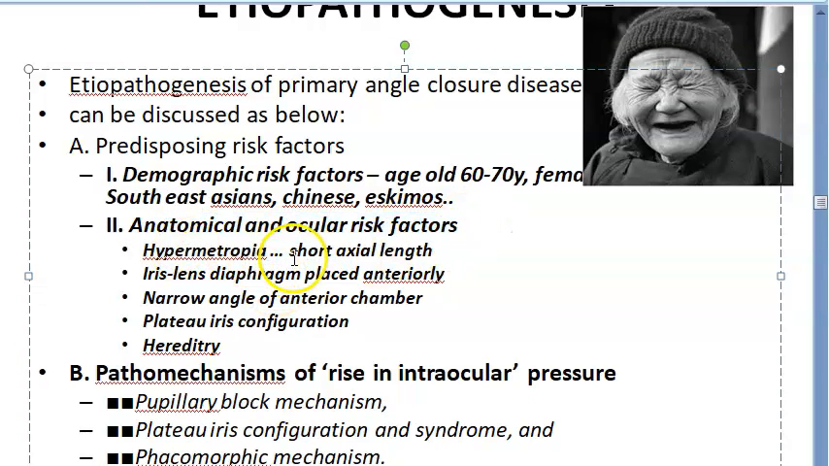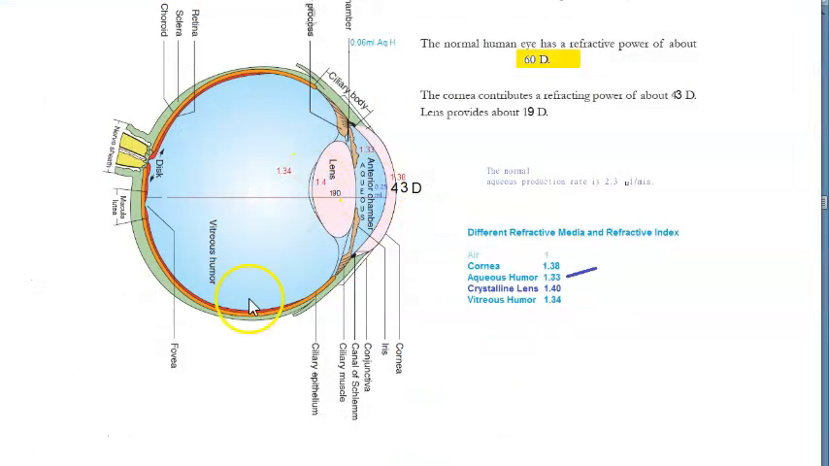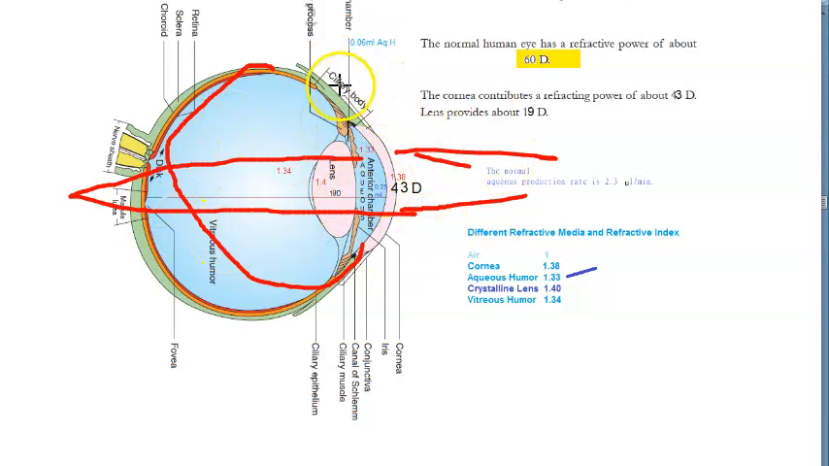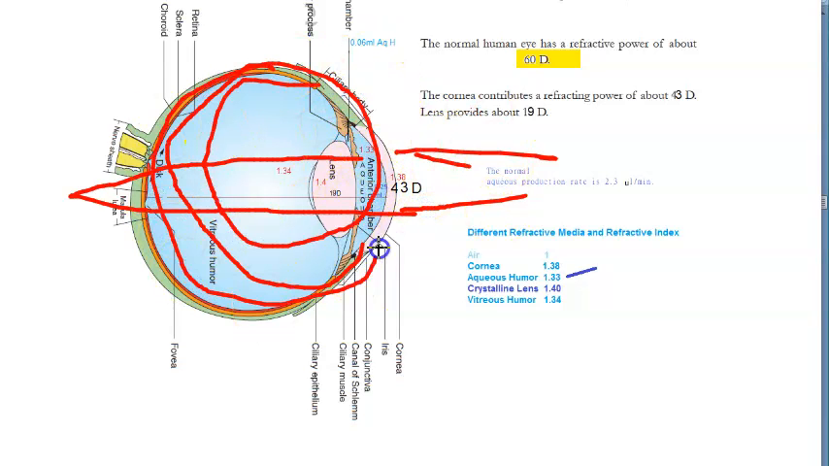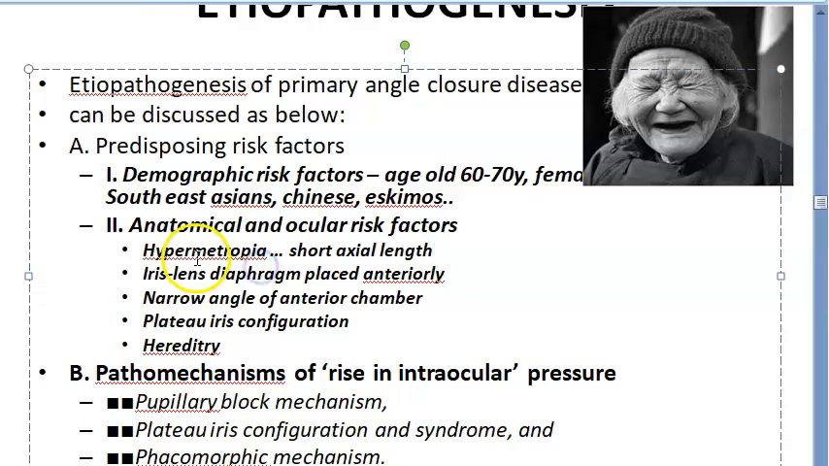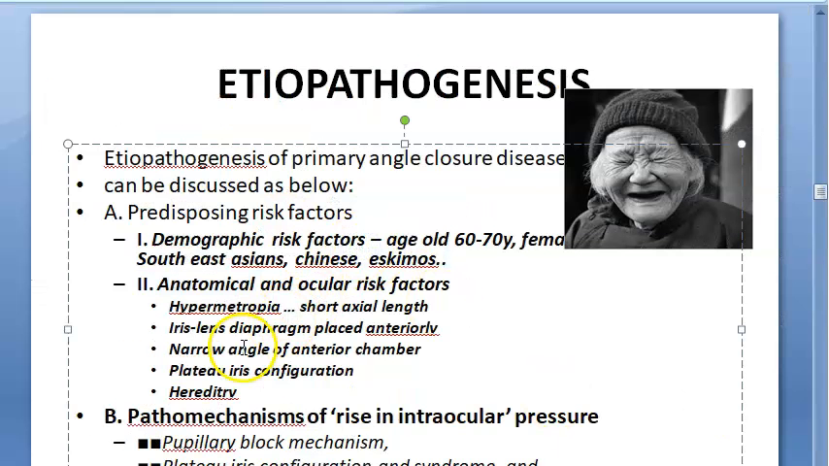So basically people who have short axial length of their eye, right? So let us say this eye is smaller, right? So what will be happening? The rays of light which are coming from parallel, they'll be falling behind the retina because the eye itself is small. So people who have hypermetropia will have a small eyeball. So what will happen? They will have a small anterior chamber. Everything will be small. So obviously the angle also will be small. So people who have hypermetropia will have short axial length. So they will be at risk for development of primary angle closure disease.